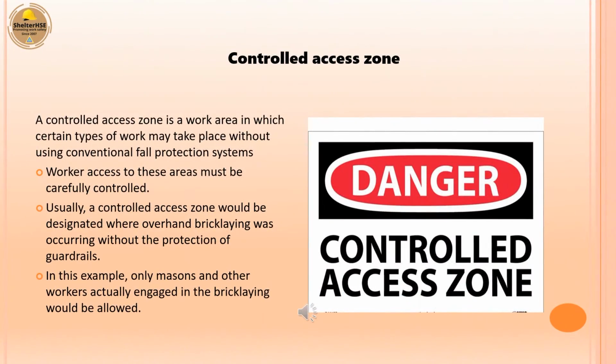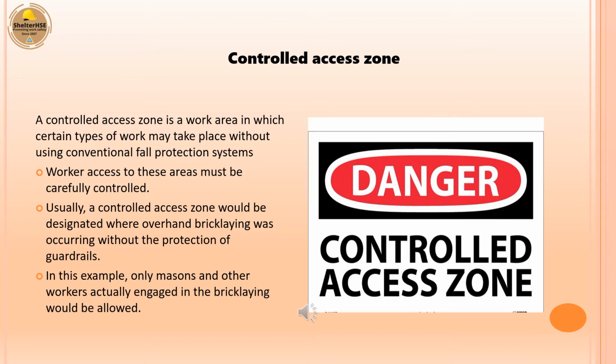A controlled access zone is a work area in which certain types of work may take place without using conventional fall protection systems. Worker access to these areas must be carefully controlled. Usually, a controlled access zone would be designated where overhand bricklaying was occurring without the protection of guardrails. In this example, only masons and other workers actually engaged in the bricklaying would be allowed.